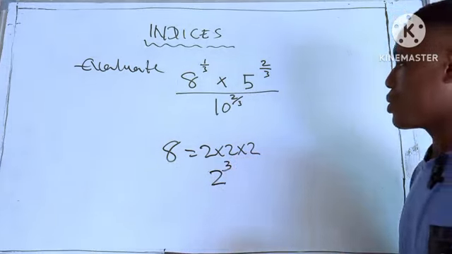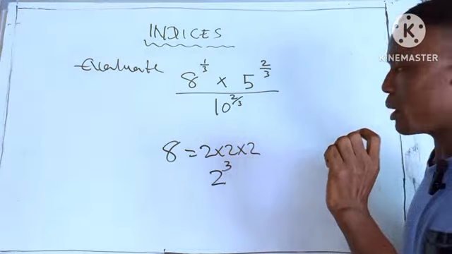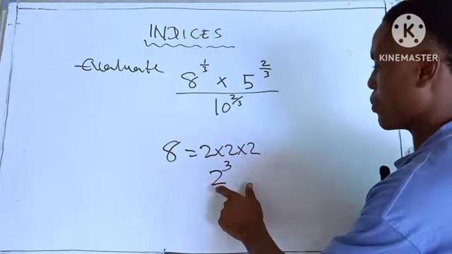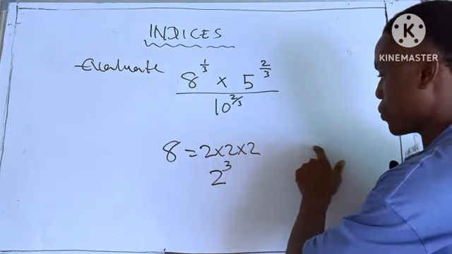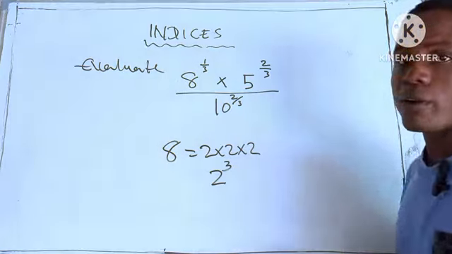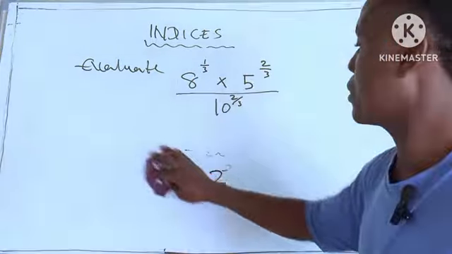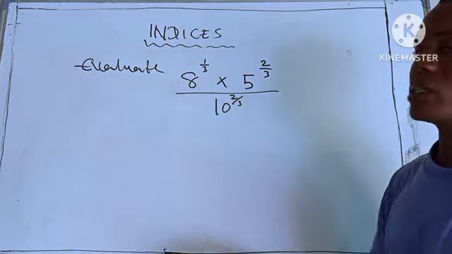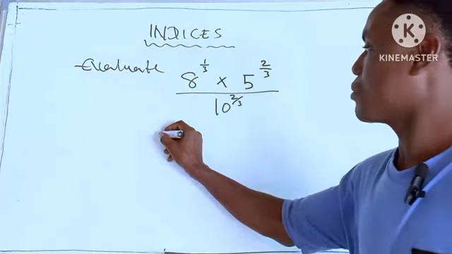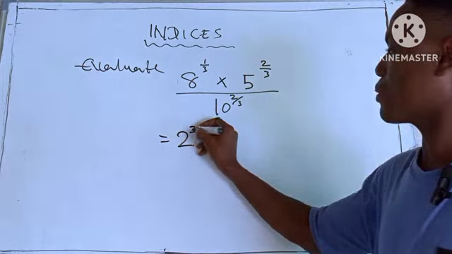Are you getting it? Look at it. We have 1, 2, 3. Three numbers. You take one of them, then count 1, 2, 3. If it's 4, you put raised to power 4. If it's 5, you put raised to power 5. Are you getting it? So let's apply it here. So changing it to index form will give us 2 raised to power 3, right?